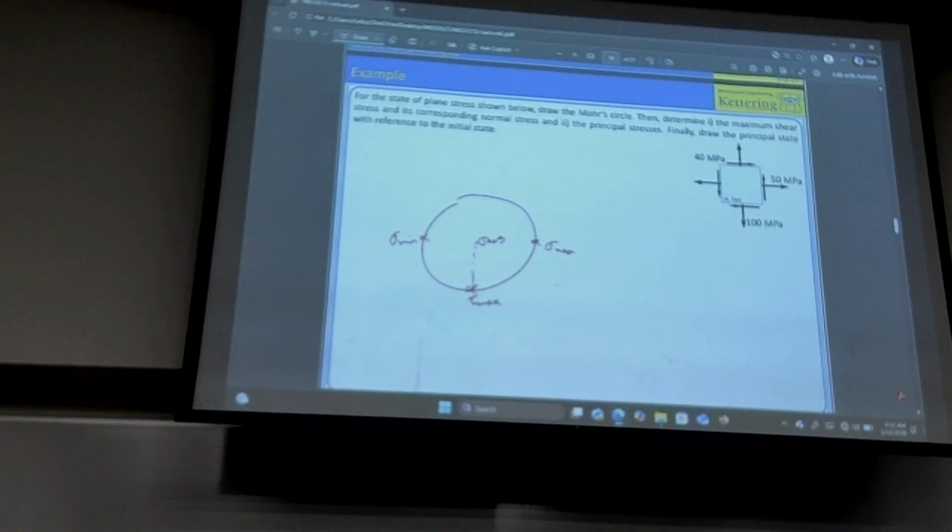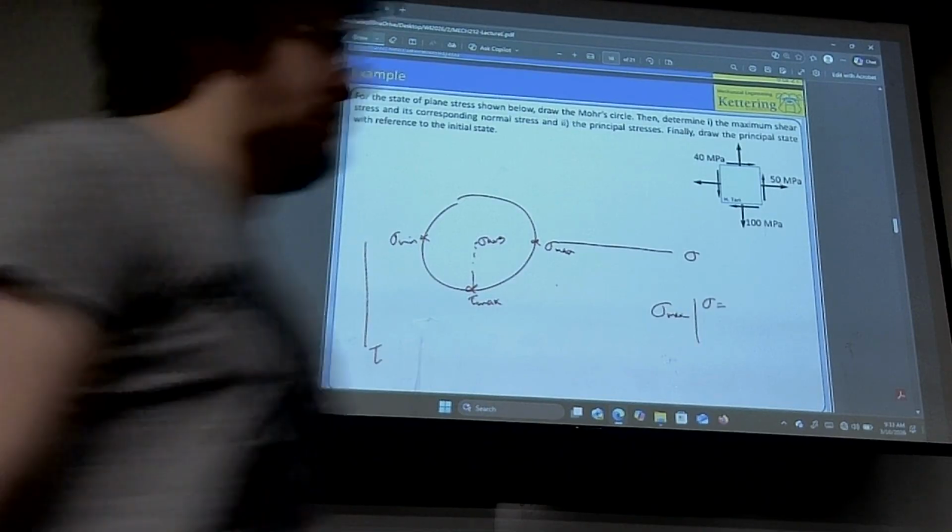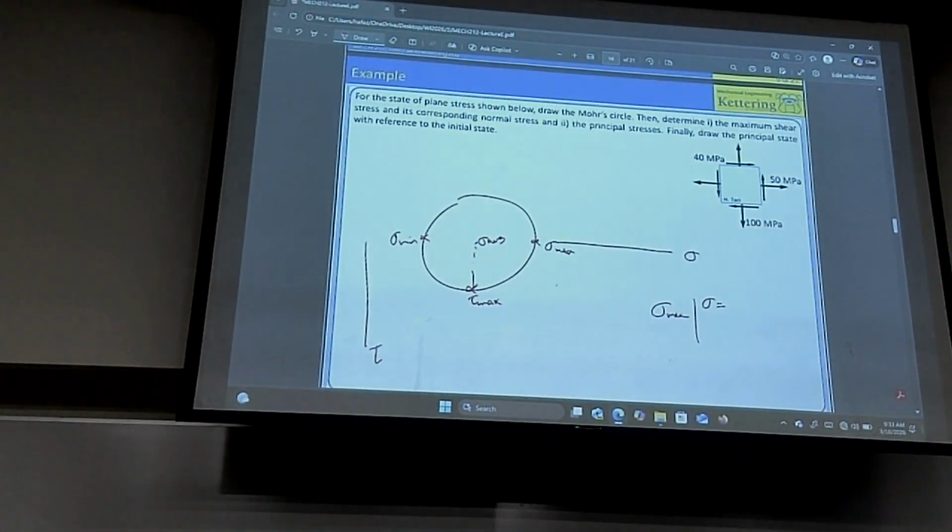Look at these points, sigma max in particular. Give me please the coordinates of that point. You know that every point has two coordinates, a sigma and a tau value. So this is sigma, this is tau. Give me please the coordinates of sigma max. The sigma of that point, we call it what?